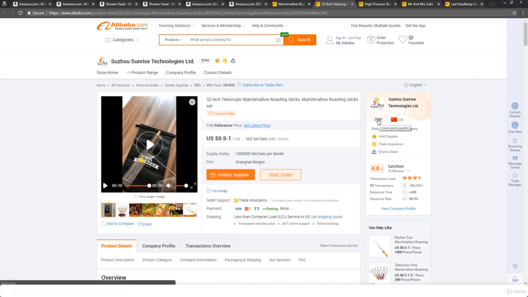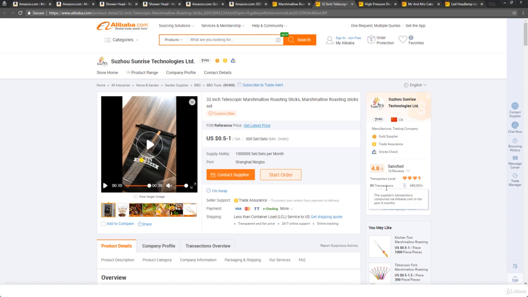We know that this supplier's been trading here for 7 years. That's a pretty good indicator that this supplier is providing a good quality service and good quality products. They are gold suppliers. They have trade assurance. We tick that box anyway. They also have an on-site check. On-site check just means that the premises have been checked to ensure that they exist. We can also see here their rating out of 5, 4.8 out of 5. That's pretty good. Anything over about 4.7 out of 5 is fine.